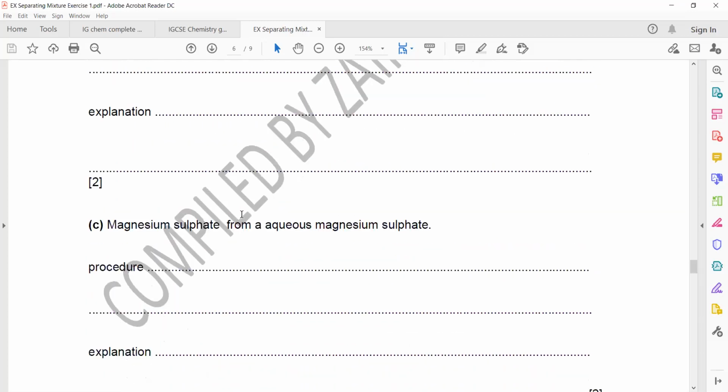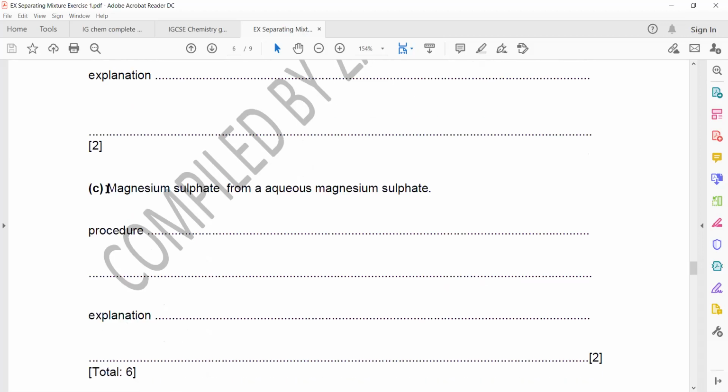Then obtain magnesium sulfate from aqueous magnesium sulfate. That means you need a salt from a salt solution. How do you obtain salt from salt solution? Which technique will you use? Crystallization. So you will mention crystallization, and then you will explain how you will use that technique.